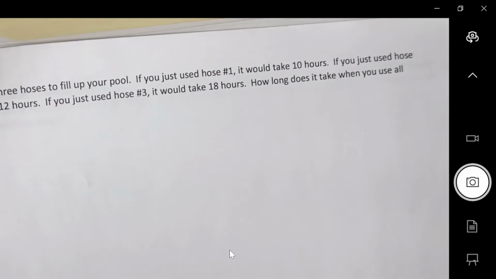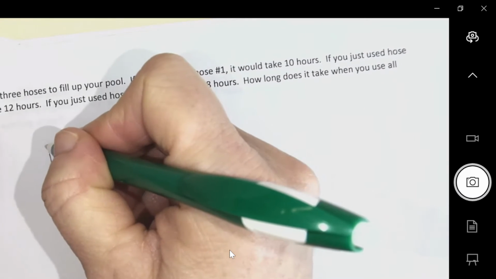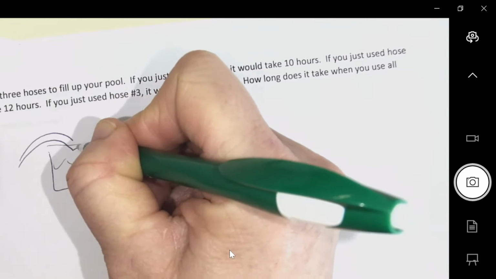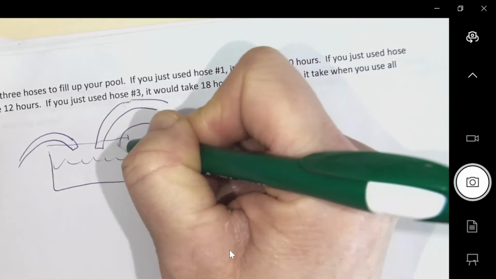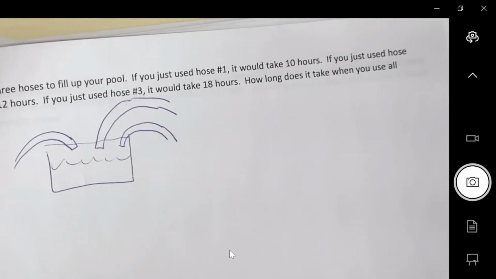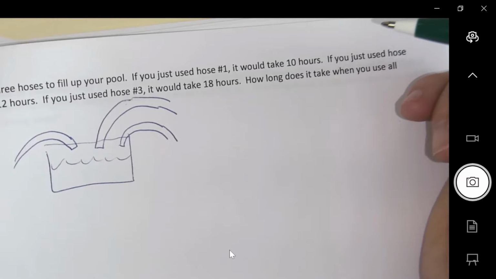Okay, you're filling up a pool. You have 3 hoses. Why do you need 3 hoses to fill up? Is it a big thing? Yep, could be a problem. We're filling up a pool and we're going to be attaching 3 different hoses. We're also going to assume that your water pressure and all that is just consistent.